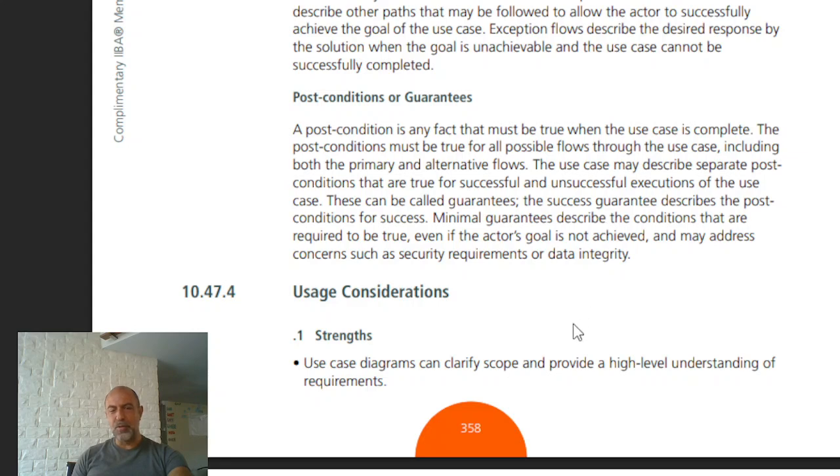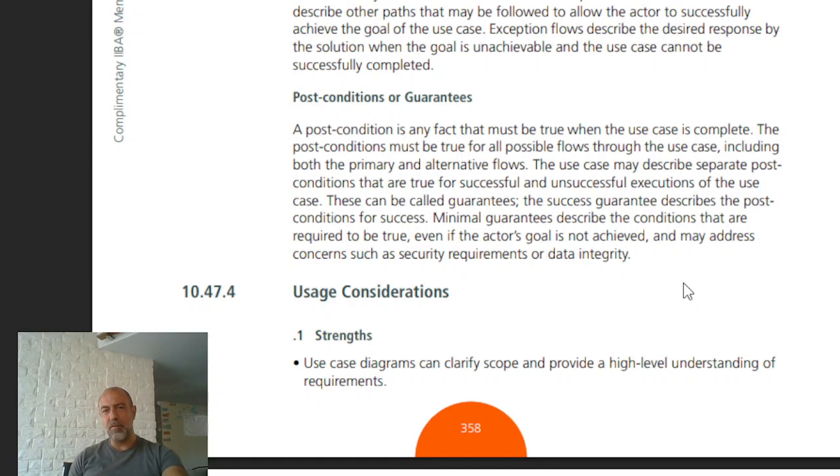What are the post-conditions or guarantees? Post-condition is any fact that must be true when the use case is complete. The post-conditions must be true for all possible flows through the use case, including both the primary and alternative flows. The use case may describe separate post-conditions that are true for successful and unsuccessful executions of the use case. A post-condition is any fact that must be true when the use case is complete.